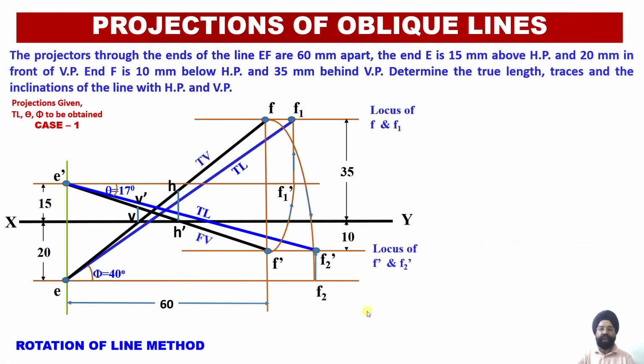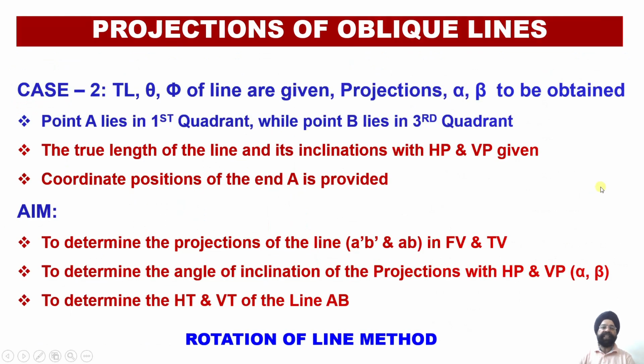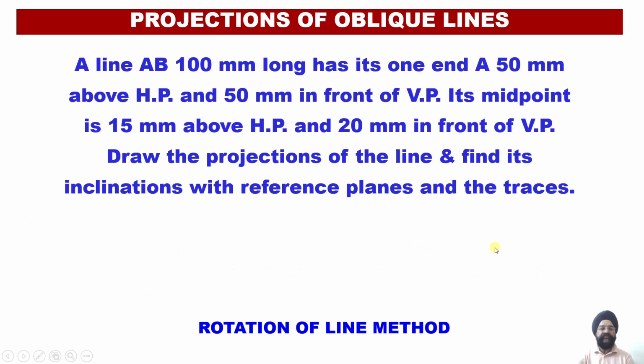So let us now work out another case, that is case number 2 of the same nature, that is first point lies in the first quadrant while the second point lies in the third quadrant. But we call it case 2 because here the true length and angles of inclination with HP and VP are given, and we are required to work out the projections of the line. That is, the arrows have to be reversed regarding case 1. So let us read out the statement.